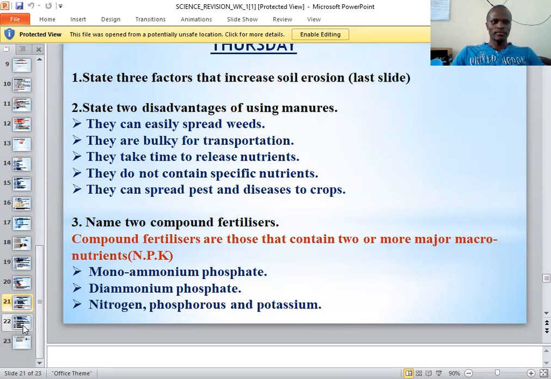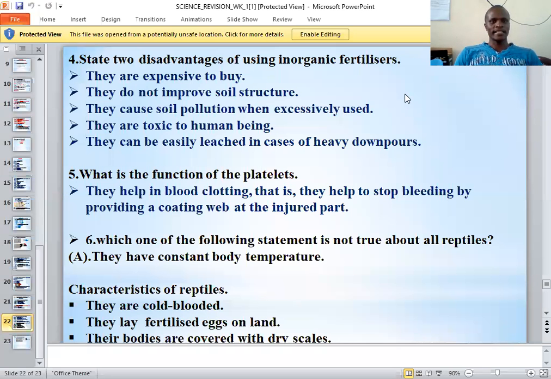Let's look at number 4. Number four is asking, state 2 disadvantages of using inorganic fertilizers.